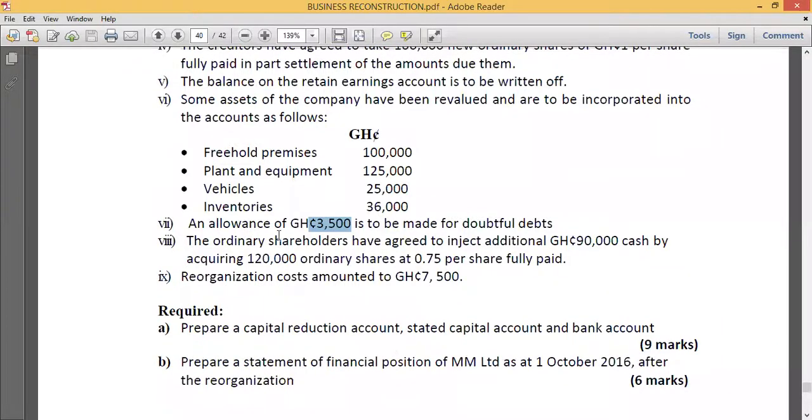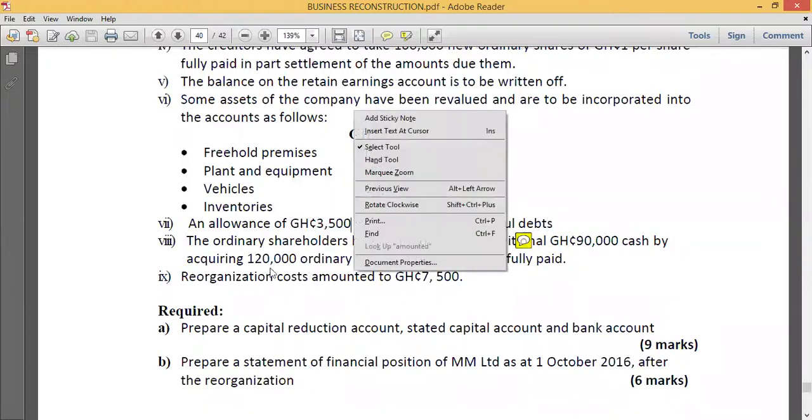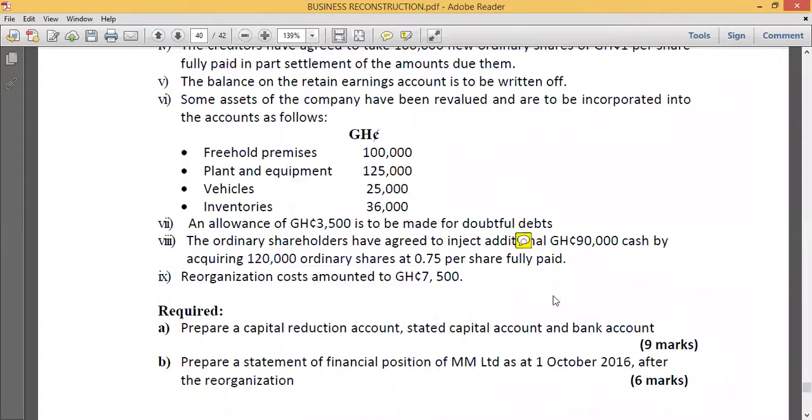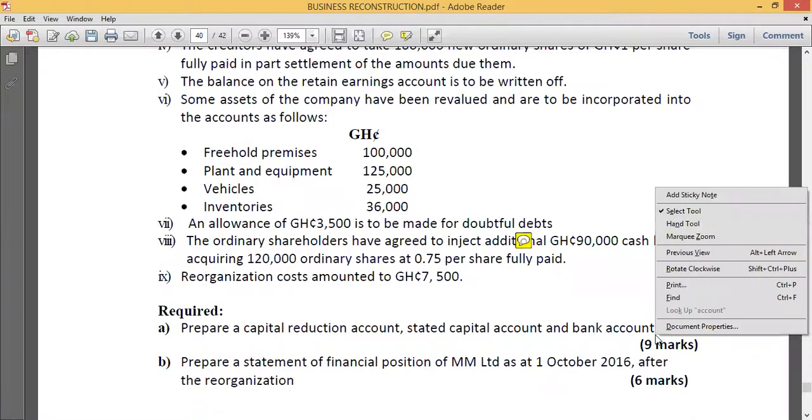Now note 7. Note 7 stated that the ordinary shareholders have agreed to inject an additional 90,000 cash by acquiring 120,000 ordinary shares at 75 pesos per share, fully paid. So there's no need for you to do any calculation. The 90,000 straight away will add up to cash, and then you add it to your stated capital. Good.